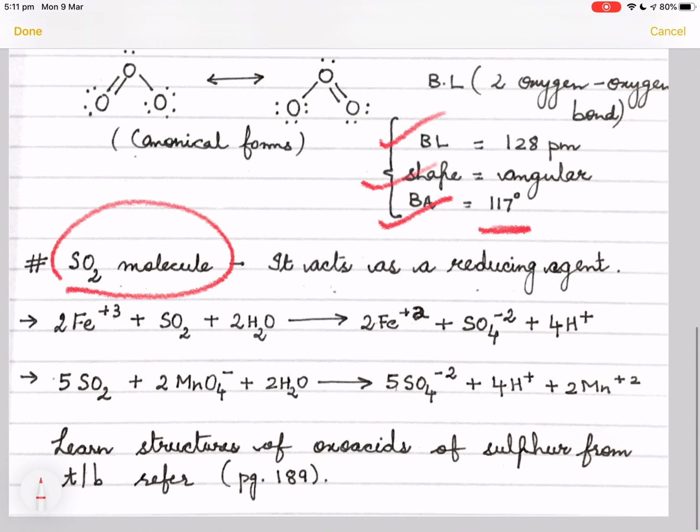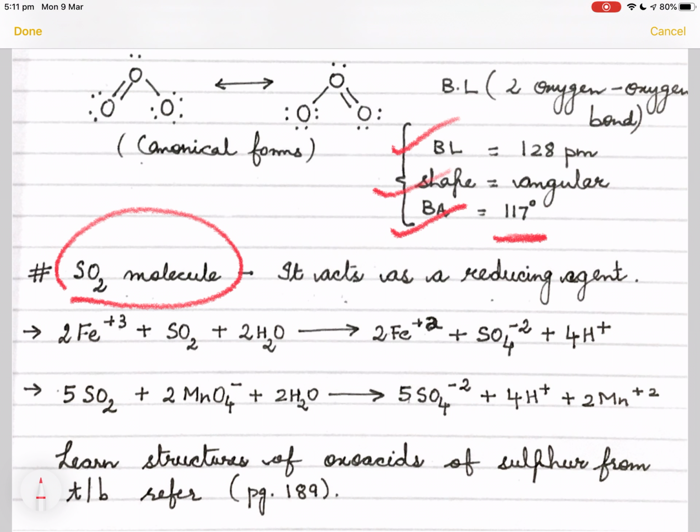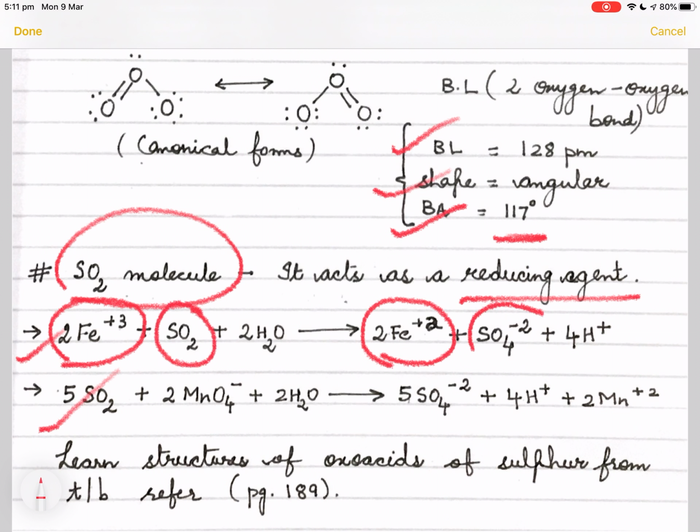Another important thing is about the SO2 molecule. A very important question they usually ask is about its reducing character. SO2 has a reducing action, that means it is acting as a reducing agent, wherein ozone was acting as an oxidizing agent. These two reactions support its reducing character. As you can see here, ferric ions have been reduced to ferrous, and sulfur dioxide has been oxidized to sulfate ion.